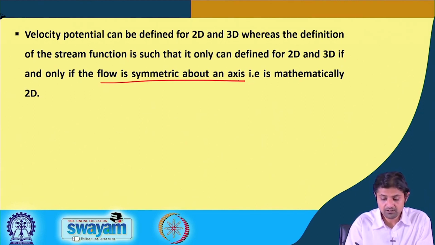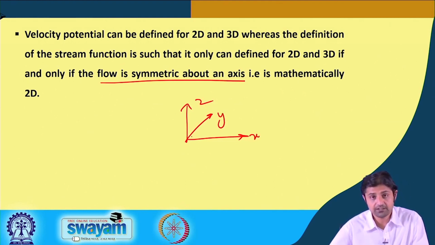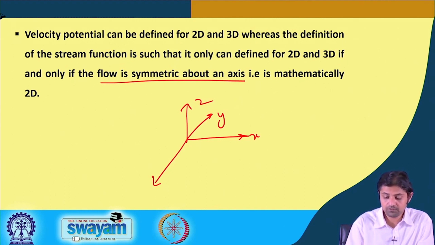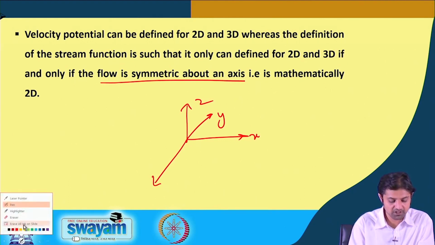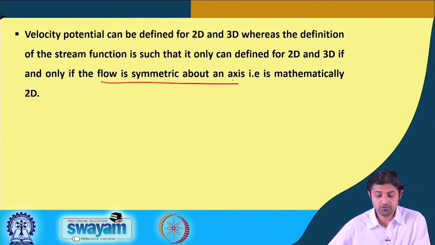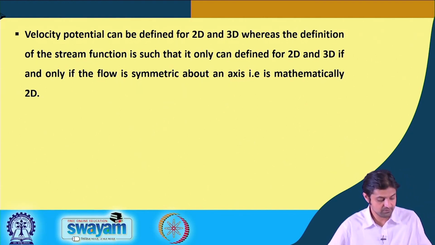Let's say there is a flow in the x and y plane. This is x, this is y, and this is z. All right. So it's happening, but say this is so large that the variation in the z direction is not there. So actually the flow is symmetric. Therefore mathematically it will again be called 2D because the flow is symmetric about an axis, and therefore we can still write the stream function for such types of flows.